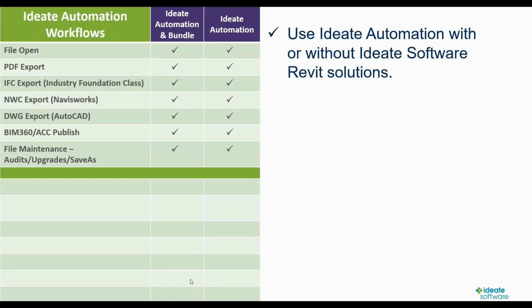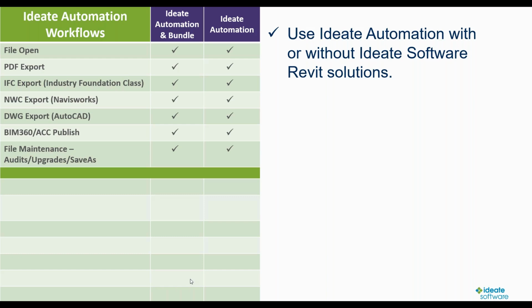So here's a snapshot of some of the tasks that we can accomplish with Ideate Automation. The ones you can see here just require Ideate Automation and do not require any of our other Ideate software solutions. So everything you can see here, you can accomplish just with Ideate Automation. The file open, we've spoken about. The exports, IFC, PDF, DWG, NWC, I'll talk in a little bit more detail about those a bit later on and show you how to set those up.